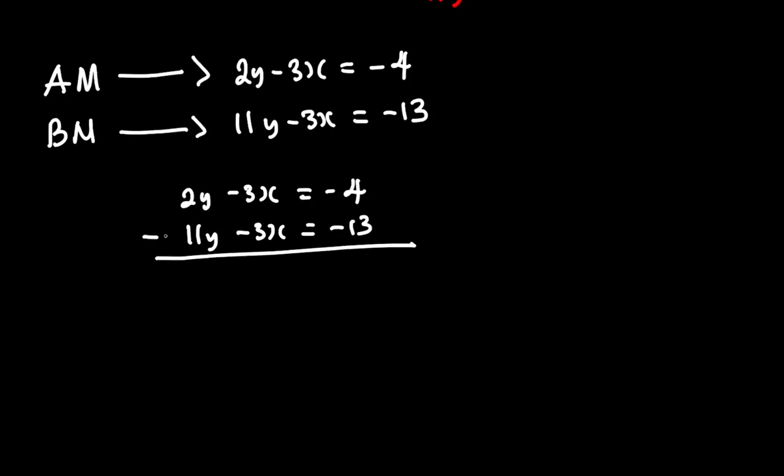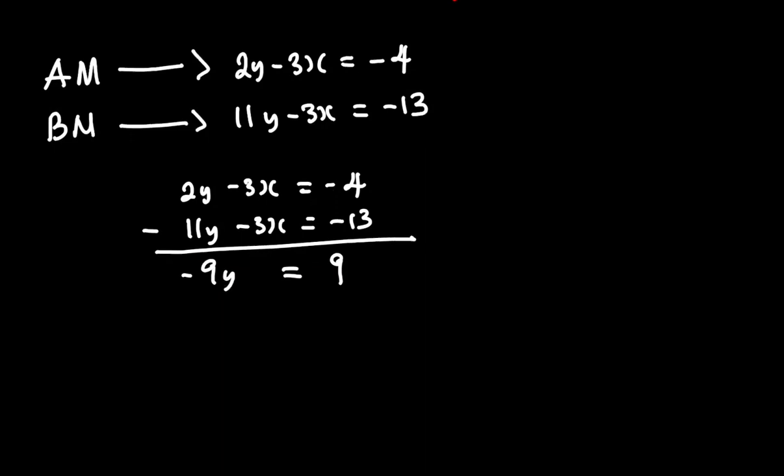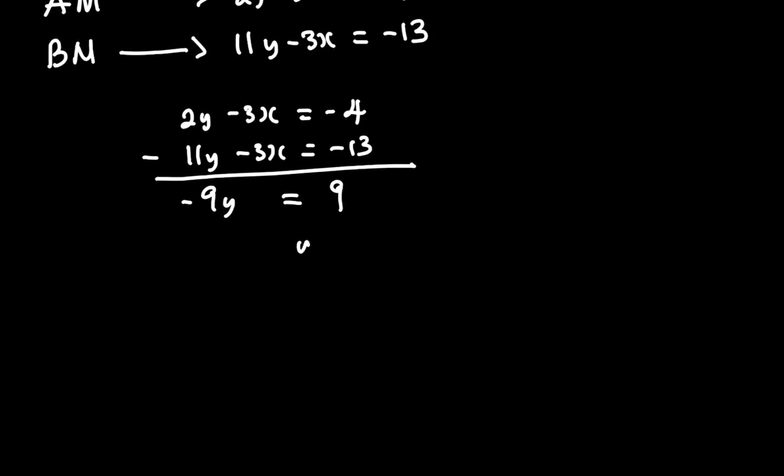Now if I decide to subtract, I'm going to have minus 11y. Of course, this is 0 is equals to 9. Is it minus 11? No, not minus 11. Sorry for that. I think it is minus 9y is equals to 9. So therefore, y will be equals to minus 1. So I'm done with this.